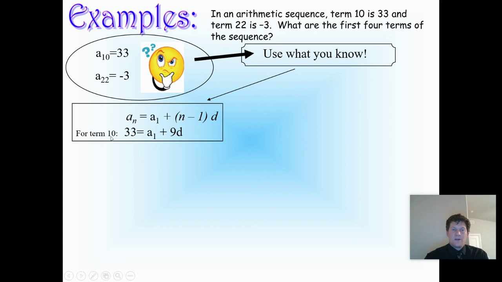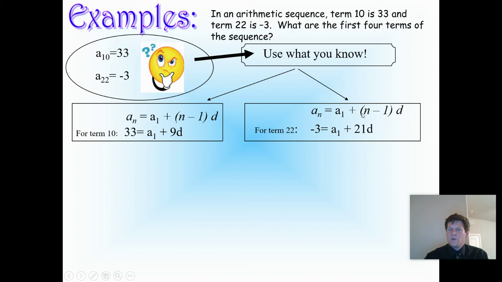For my 10th term, my n is 10, so 10 minus 1 makes 9, and I know it equals 33. Same thing for the 22nd term. So I plug 22 in for n, minus 1 makes 21, and all of that together equals -3. So now I have these 2 equations. 33 equals a1 plus 9d. -3 equals a1 plus 21d.